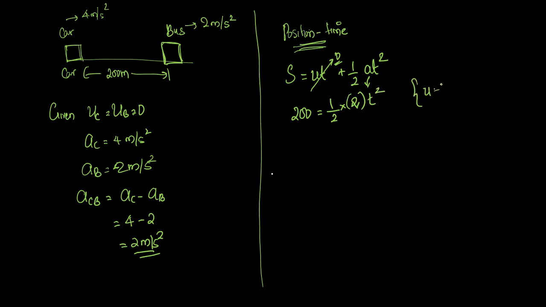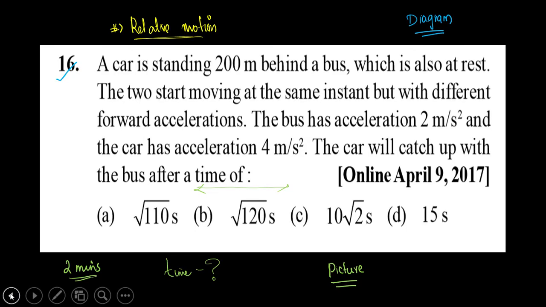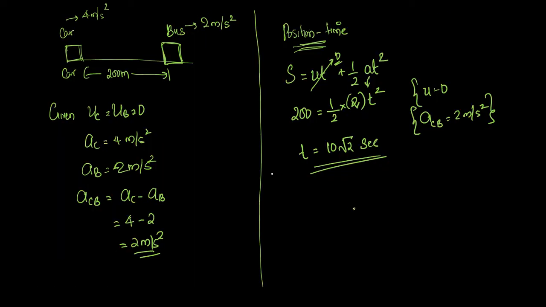As we know that u is equal to 0, and acceleration of car with respect to bus is 2 meters per second square, we just found that out. So we get t as 10 root 2 seconds. So our correct answer is option C. So we have an answer. I hope you guys got the answer, right?